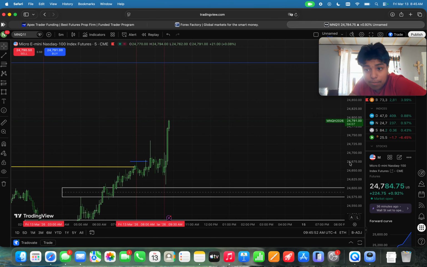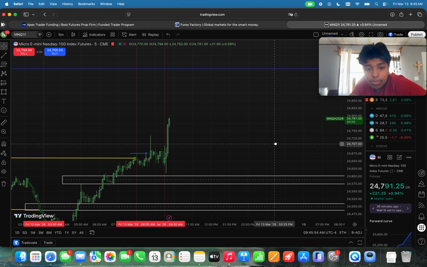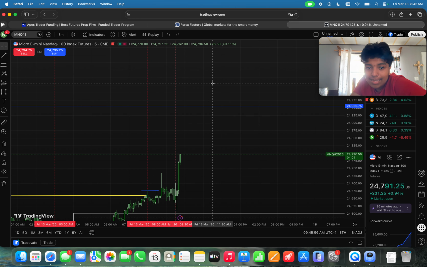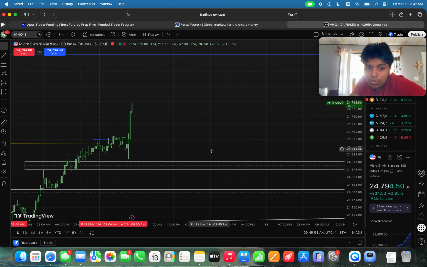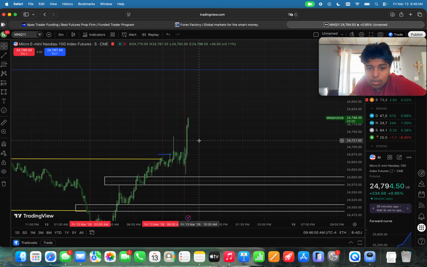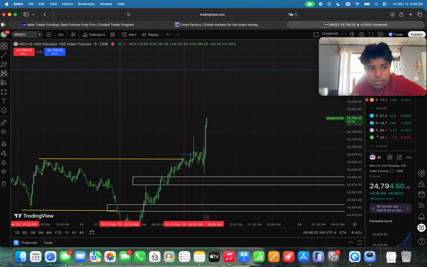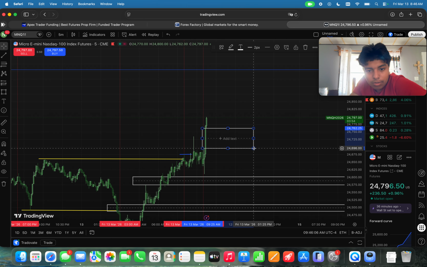Price is pumping up though. Who knows? It could take out these daily highs and then just start to reverse. But this could be a fair value gap right here. We just have to be patient and wait for a retracement.